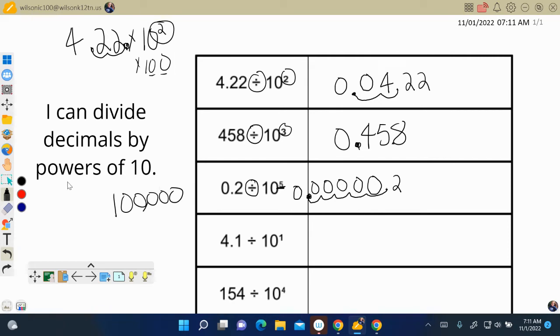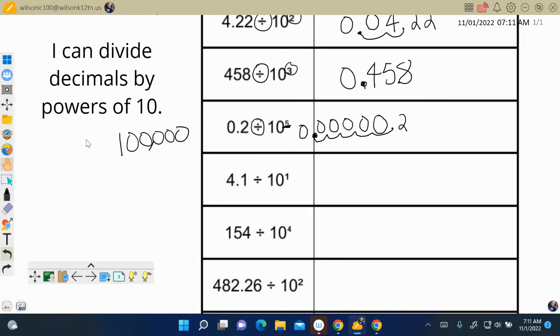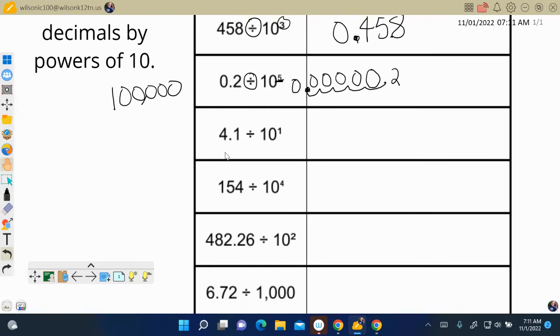All right, let's jump into the next one. For this next one, I want you to try it on your own. We've got 4 and 1/10 divided by 10 to the power of 1. Go ahead and try this one on your own.